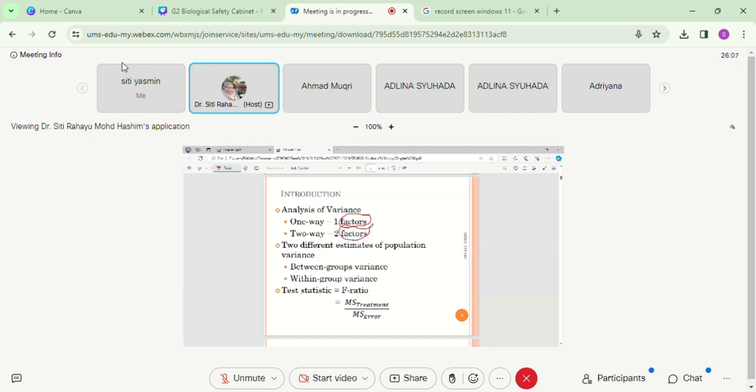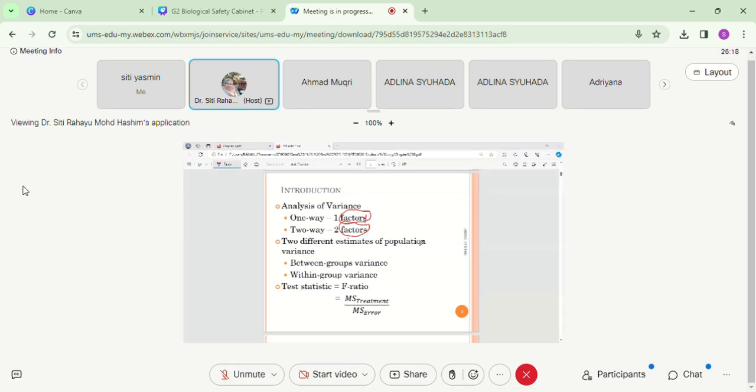Analysis that you are going to do, how many categorical variables are involved. For one-way ANOVA, you only consider one categorical variable, whereas for the two-way ANOVA, you have more than one categorical variable that you need to include in your analysis. And then there are two different ways on how we estimate the population variance, unlike the t-test.